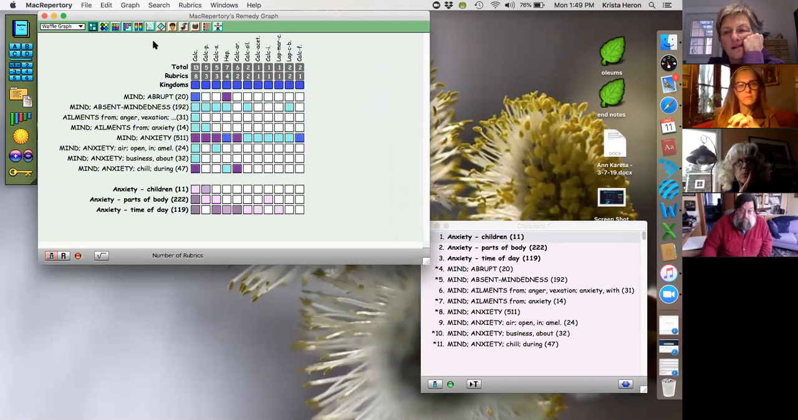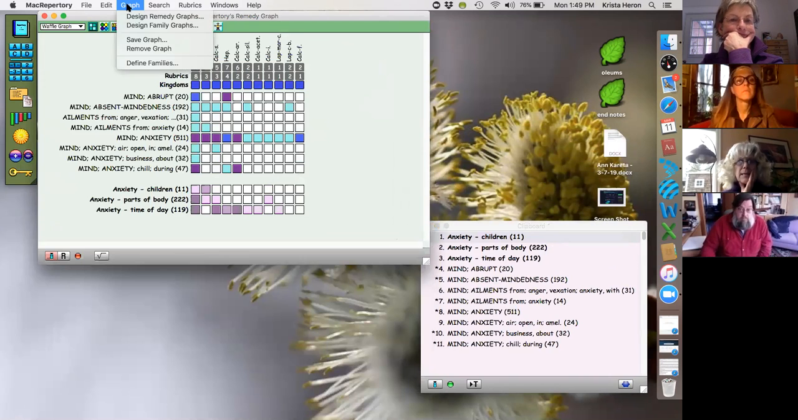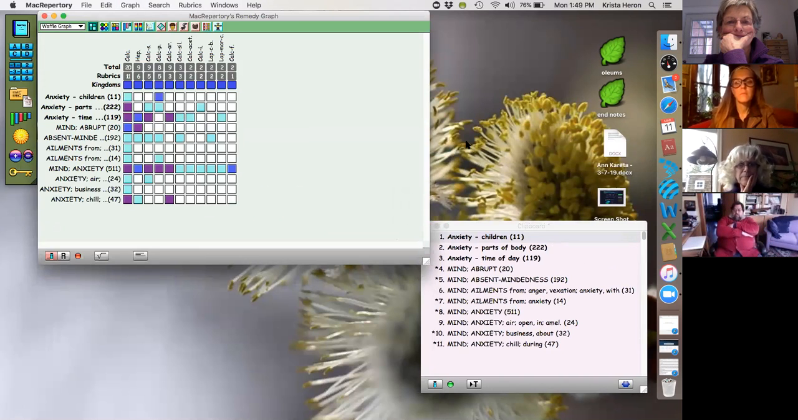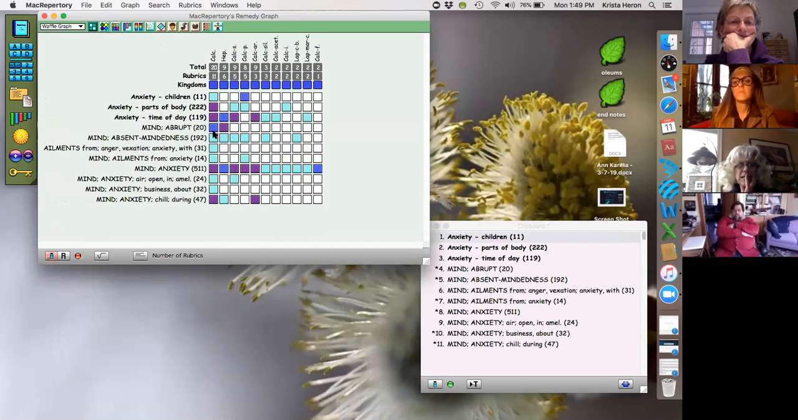One of the ways we do that is by going up to the menu bar again at the top and clicking on Graph. We choose the very first item, Design Remedy Graphs, and we unclick Show Themes. I know that's counterintuitive, but that's what you do. You press OK, and that changes the configuration of our graph a little bit. Now you'll see that the themes are at the top and our single rubrics are down here at the bottom.